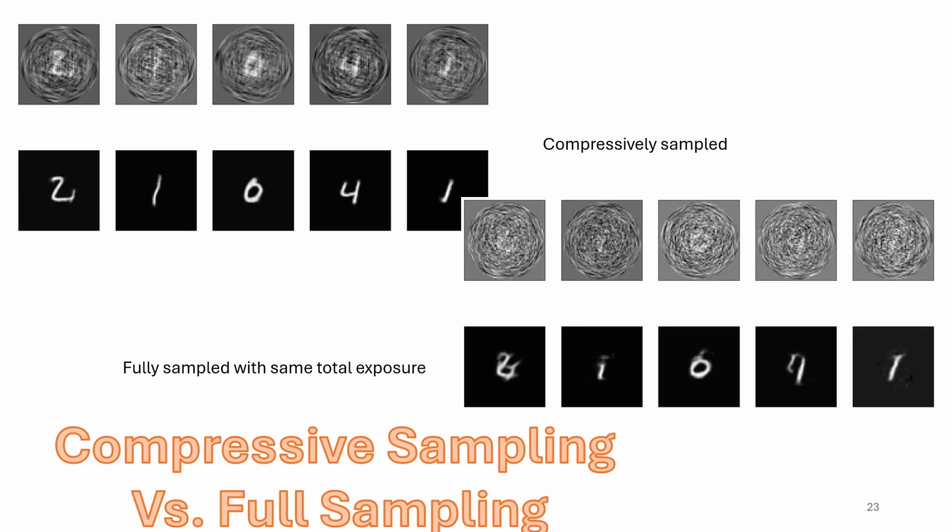And what you'll notice, hopefully, is that the compressively sampled estimated images are better than the fully sampled ones. The reason that both of them have some defects is that we added noise. So we assumed that the number of photons used was limited, and both of them used the same total number of photons with Poisson noise added to the measurements.